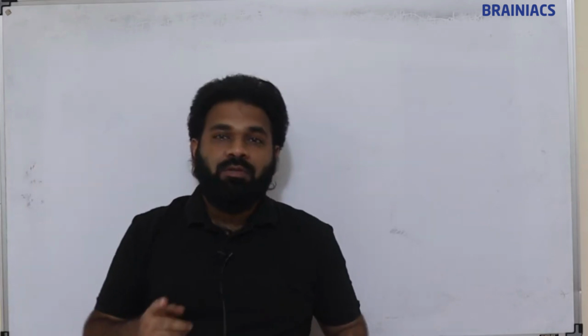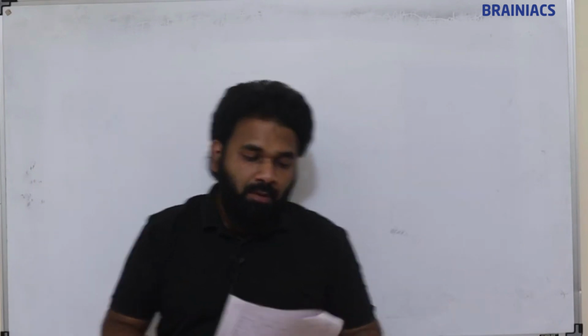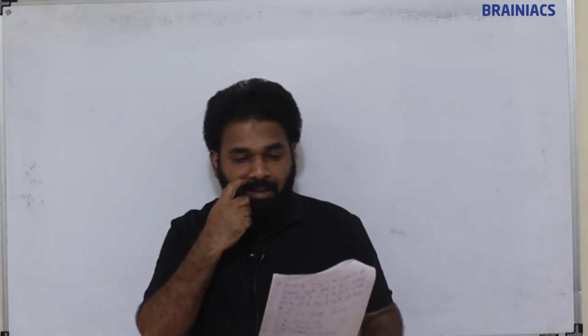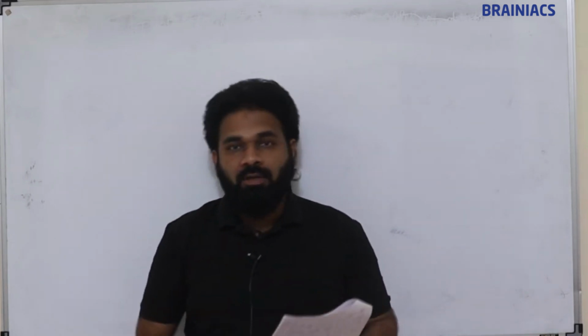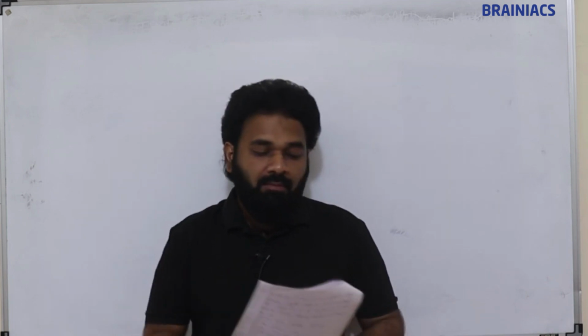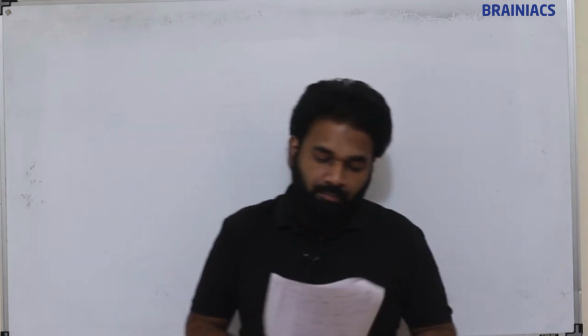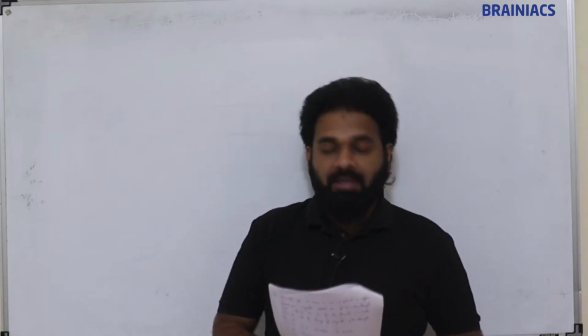So next is question number 6. A square cube of side A is placed in a uniform magnetic field. Find the magnetic flux through the face ABCD.